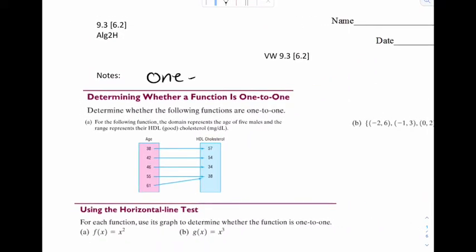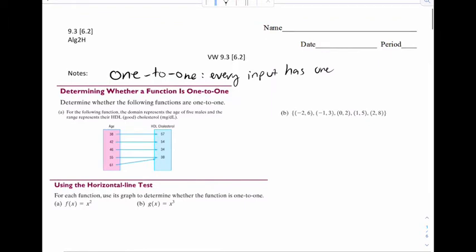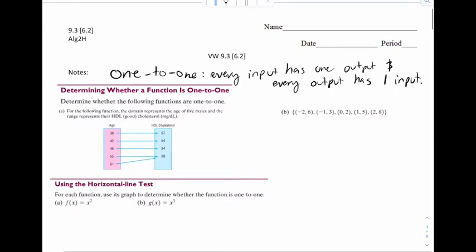So quickly we have to define that. One-to-one is basically a function where every input has one output, and every output has one input. So think of it as a function, but it's even more strict. Every input has an output, and every output has only one input.